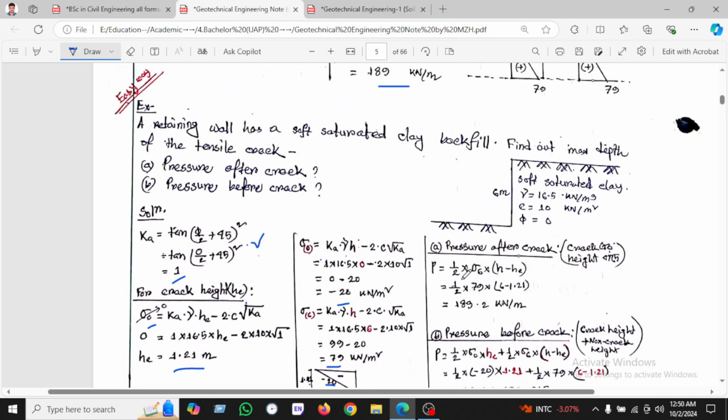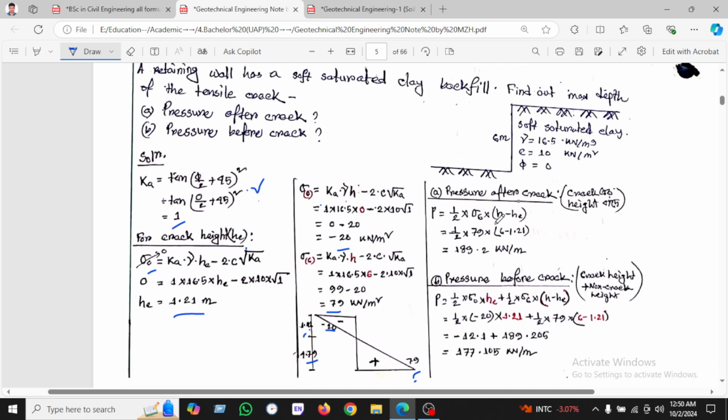4.99. Okay, so the pressure after the crack will be up to P6. This is the P6 and H minus AC, that means 4.47. 6 minus 1.21, that means 4.79, and found 189.